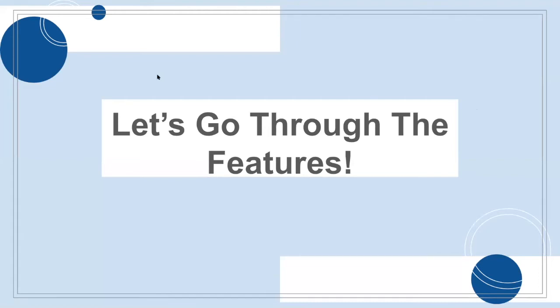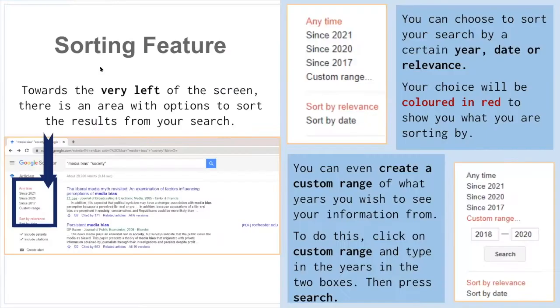Now let's go through the main features. Firstly, the sorting feature. Towards the very left of the screen, there is an area with options to sort the results from your search. You can find this in the screenshot below. It is outlined in a navy blue box. From here, you get to choose how long it's been since the article or essay was published, and you can choose any time, since 2021, since 2020, since 2017, as well as a custom range to your liking.